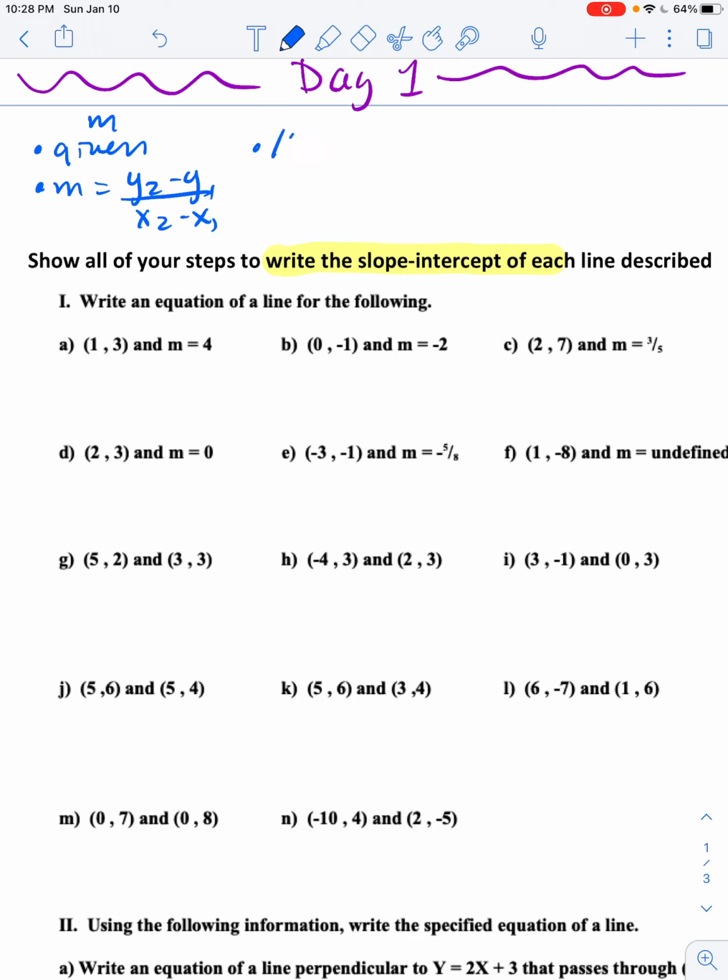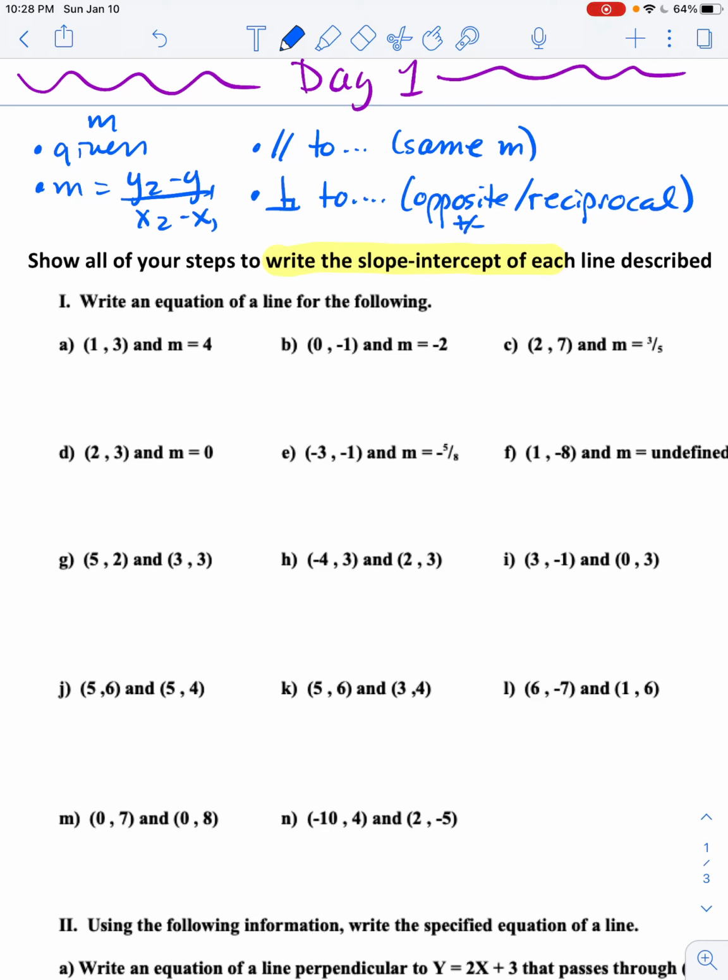It might tell you that it's parallel to something, which means that you're going to use the same slope as that other line because parallel lines have the same slope. And it might tell you it's perpendicular to some other equation, at which point you need to use the opposite reciprocal, meaning you take whatever they give you, change plus to minus or minus to plus, and reciprocal means you need to flip it over. So if they gave you a 1 over 2, you would use a negative 2 over 1. So those are the ways you're going to get your m.